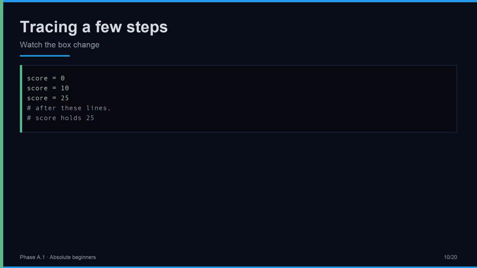Let us trace a short run of steps carefully. We put 0 into score, and score holds 0. We put 10 into score, and score now holds 10, 0 is gone. We put 25 into score, and score now holds 25, 10 is gone. After all 3 lines, score holds only the last value, 25. The earlier values left no trace.